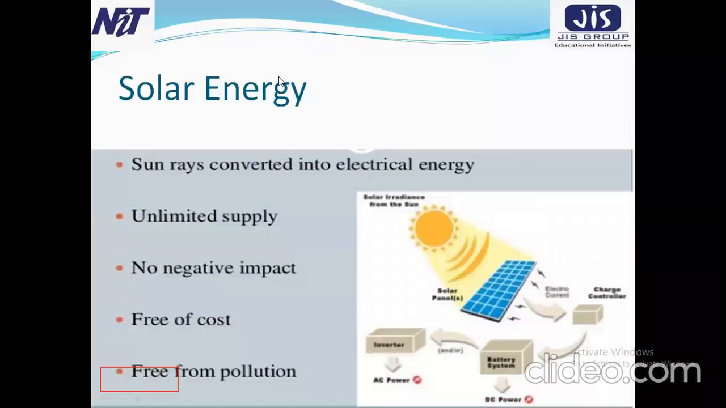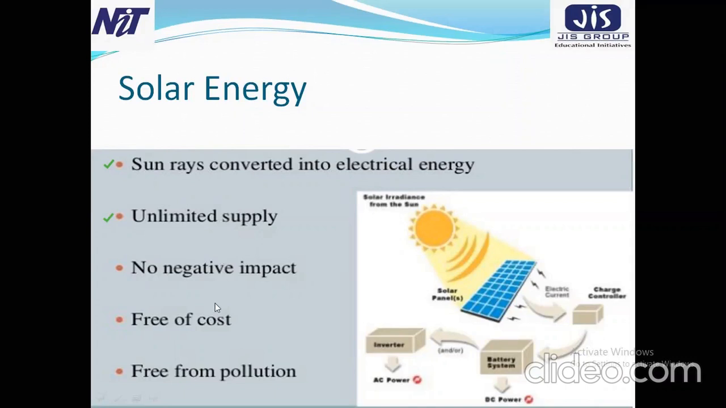Now let me talk about solar energy. So what is solar energy? Look here. For solar energy, sun rays are converted into electrical energy. For the wind, it was wind converted to electrical energy. Here, sun rays are converted to electrical energy. Now, in the second part, it has an unlimited supply. This is one of the advantages.